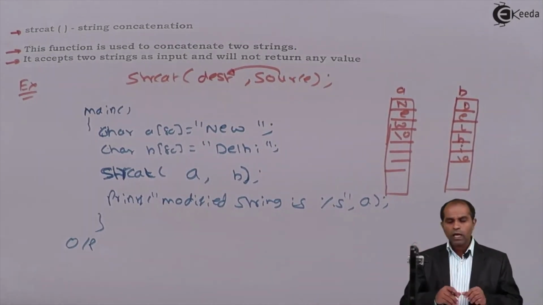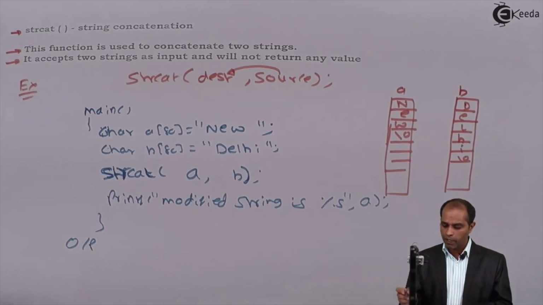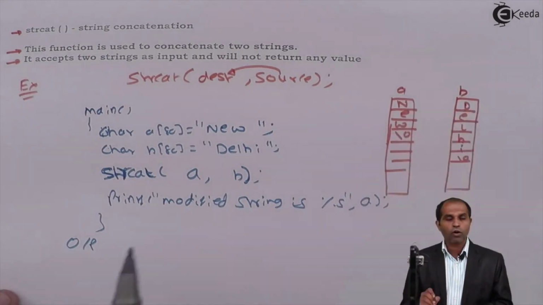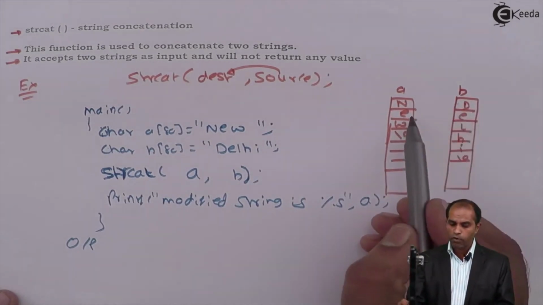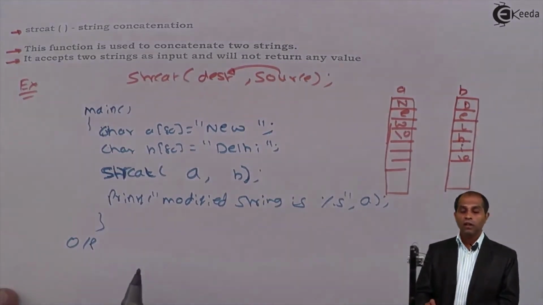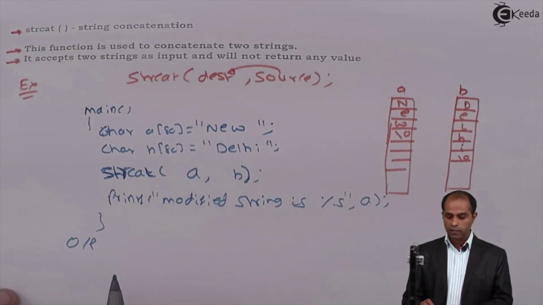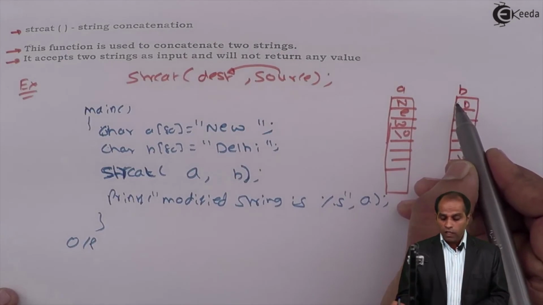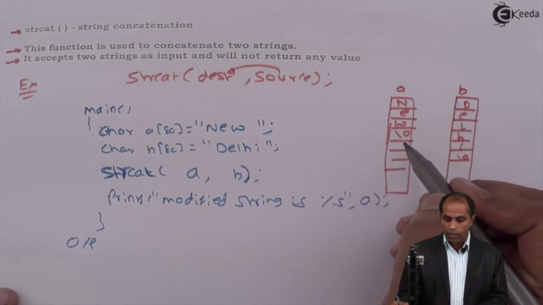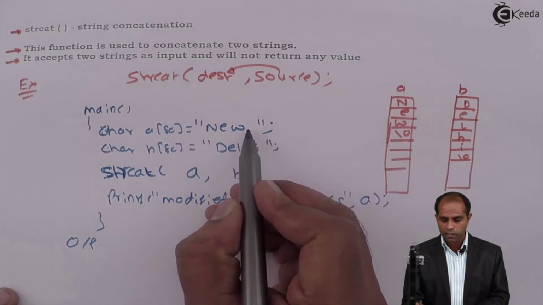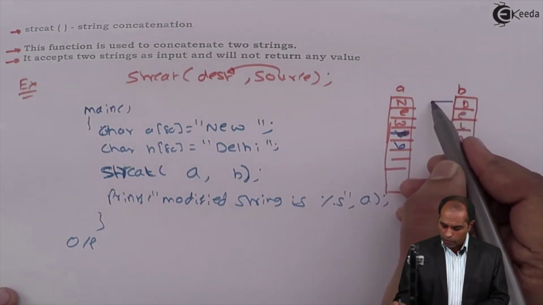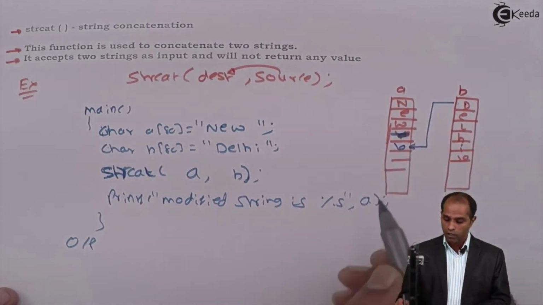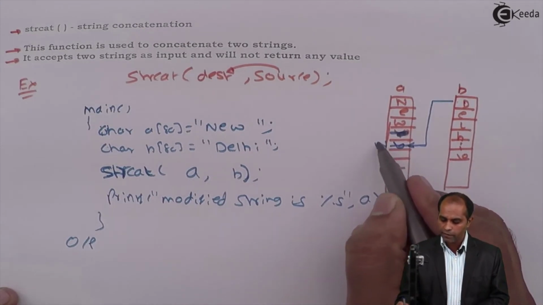Right. Now what happens in strcpy? In strcpy, the corresponding locations are copied. It means that B of 0 is copied onto A of 0, B of 1 is copied onto A of 1, and so on and so on. When I say strcat, what it does is B of 0 is now copied at the location where the null character is stored. Now suppose I believe that there is a blank space, and then this is a null character. This is my blank space. So B of 0 is now copied to the null character location. So \0 is now D.